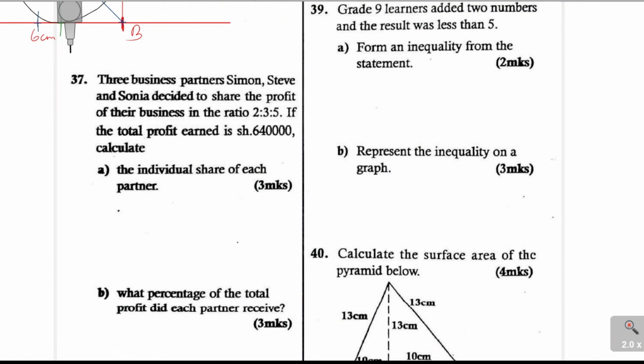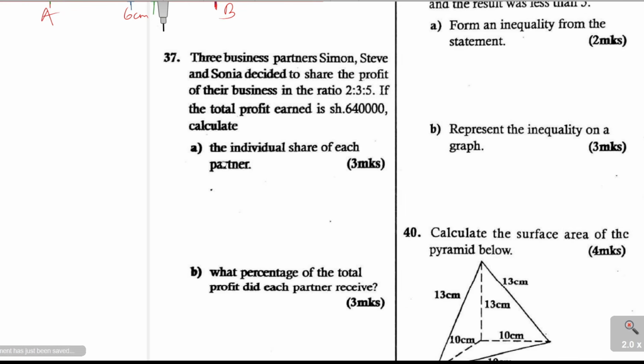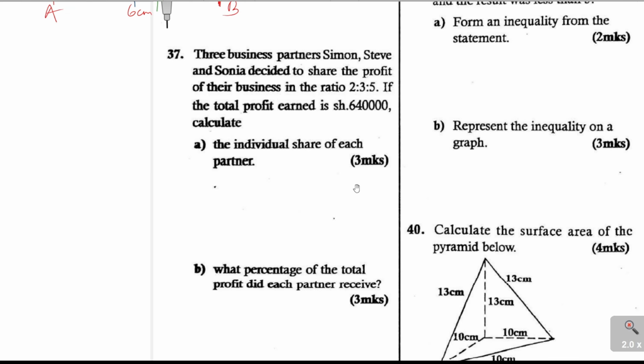Question 37. Three business partners, Simon, Steve, and Sonia, decided to share the profit of their business in the ratio 2:3:5. If the total profit earned is 640,000, calculate one, the individual share of each partner. So let's begin with that.